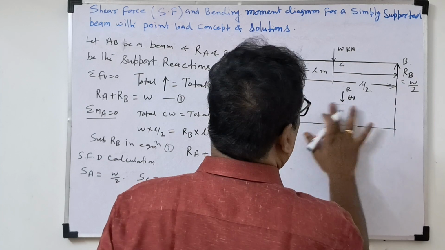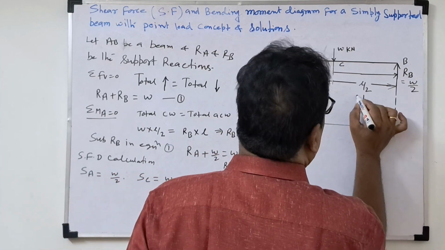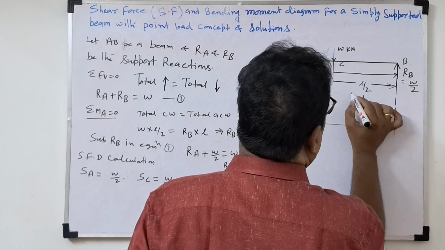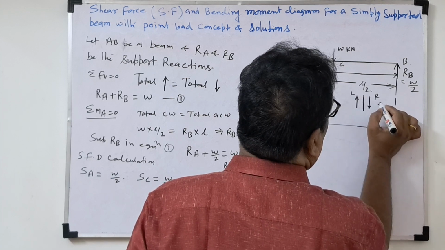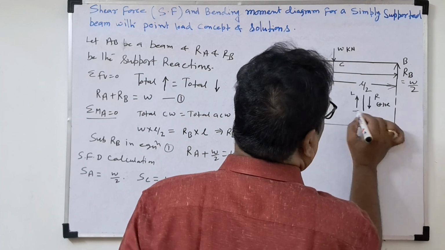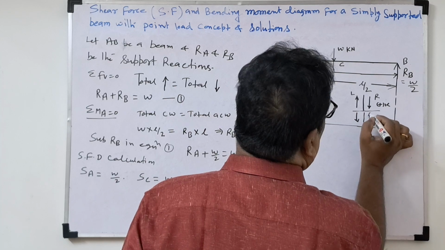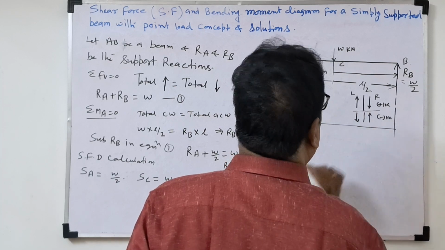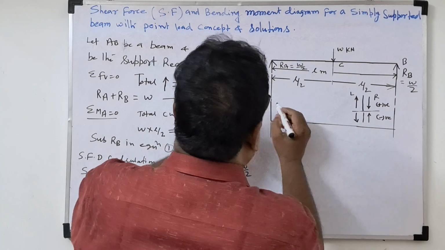This space I need, that's why I am rubbing it. I will draw here. This is the section. Upward force on the left side, downward force on the right side will be positive. Now downward force, upward force will be negative. This is the sign convention. So here what is there? W by 2. So positive.